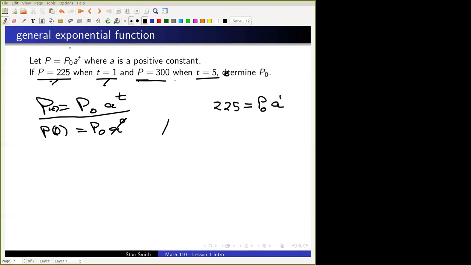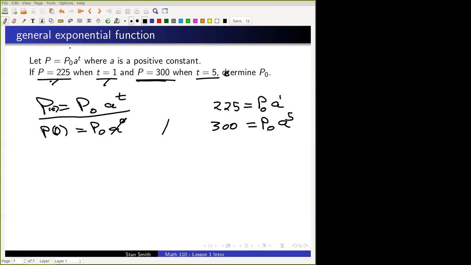We're also given that p equals 300 when t equals 5. So we've got that point. Now we've got 2 unknowns and we've got 2 equations. And we should be able to come up with values for each of these 2 unknown constants, p sub 0 and a.